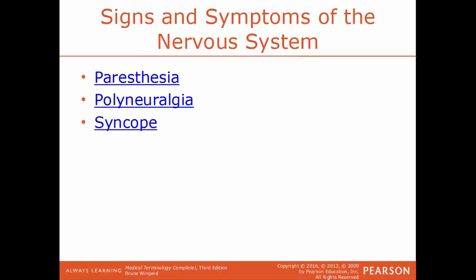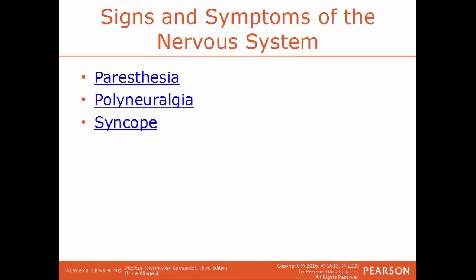Paresthesia, this is an abnormal sensation, usually a tickling or a pricking feeling like you're on pins and needles, and there's no apparent cause for that sensation. Polyneuralgia, this is neuralgia or pain in the nerves, but happening with many nerves all at the same time.